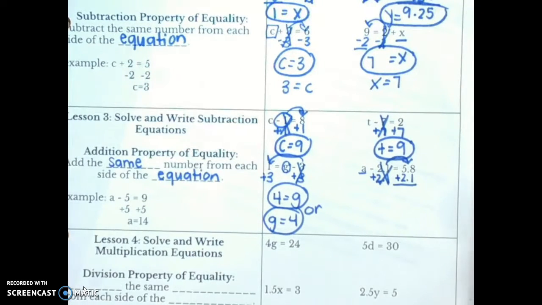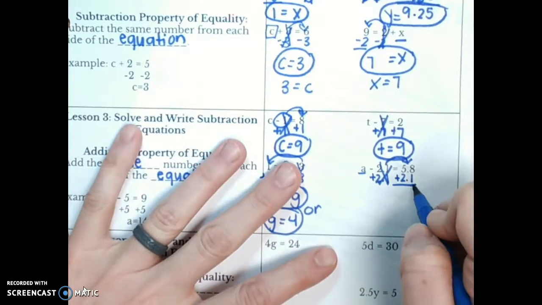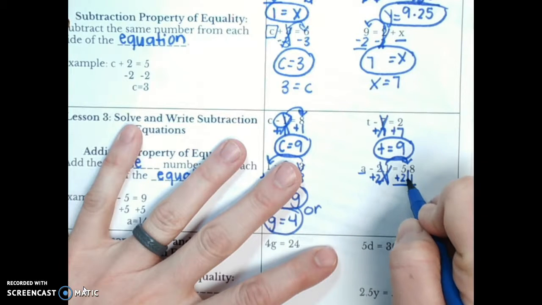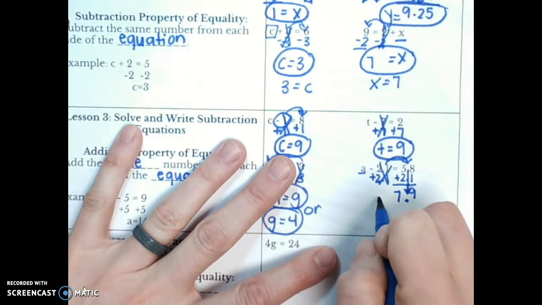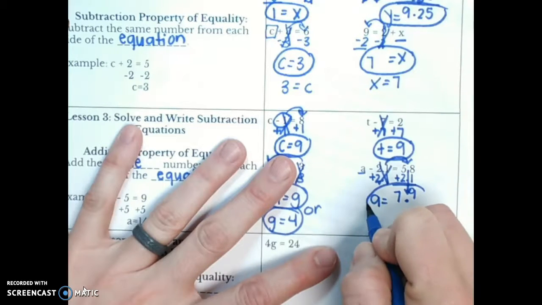When we're adding decimals, we need to make sure we line them up. So 8 plus 1 is 9. You bring your decimal all the way down. And 5 plus 2 is 7. So our answer is A equals 7.9.